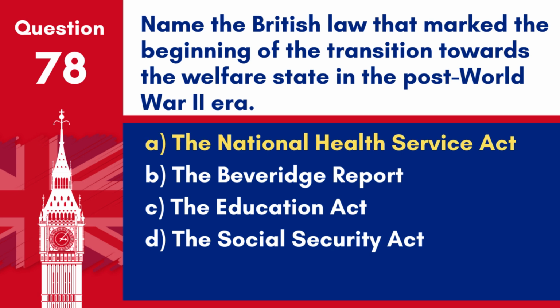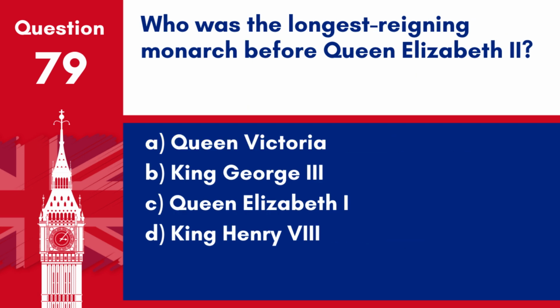Answer: A. The National Health Service Act. The British law that marked the beginning of the transition towards the welfare state in the post-World War II era was the National Health Service Act. Question 79. Who was the longest reigning monarch before Queen Elizabeth II?